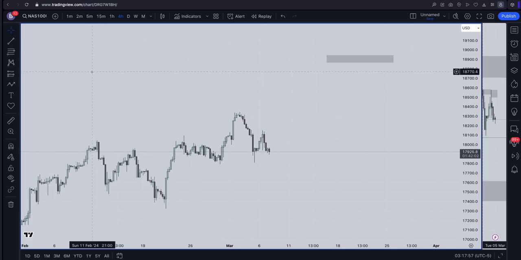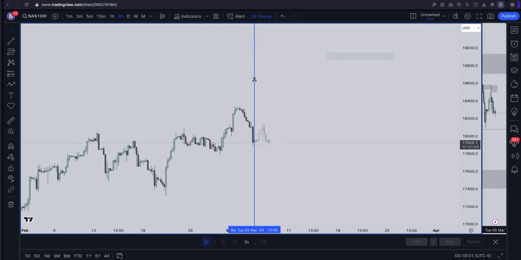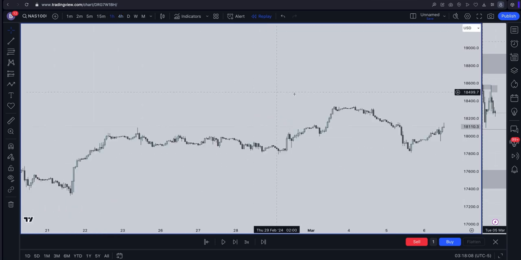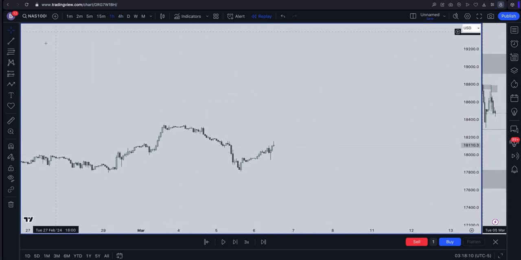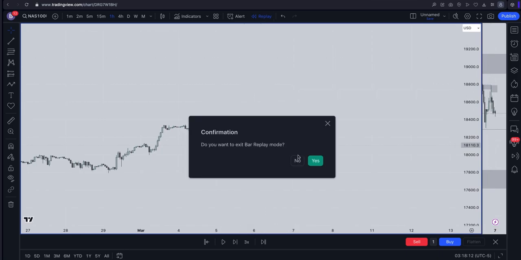This is Nasdaq, NAS 100. Let's use yesterday's trading for an example. Okay, this is 4 hour. Well, let's use a 1 hour example. Okay, let me cut back.